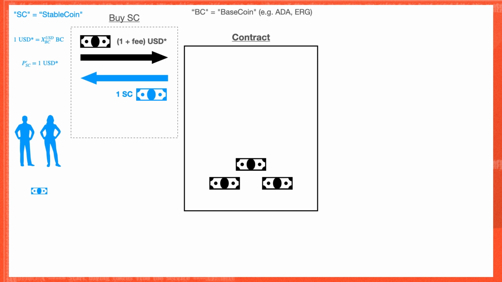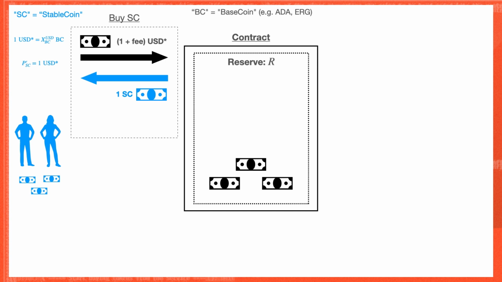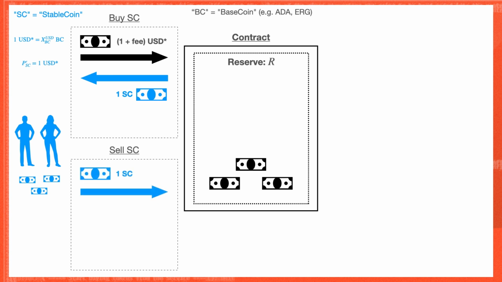And this process can be repeated, right? Users can send more base coins to the contract and get more stablecoins. And in this way, the contract builds its reserves of base coins. Then later on, the users might want to sell stablecoins. So they send, for example, one stablecoin to the contract. The contract will get rid of this stablecoin and will send back an amount of base coins that is equivalent to $1 to the user.